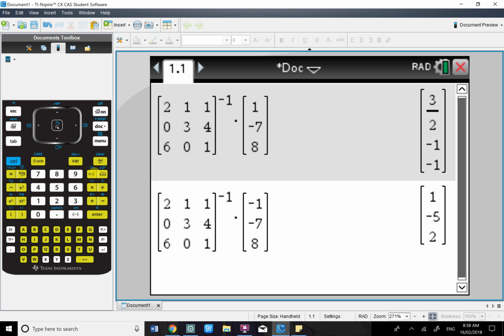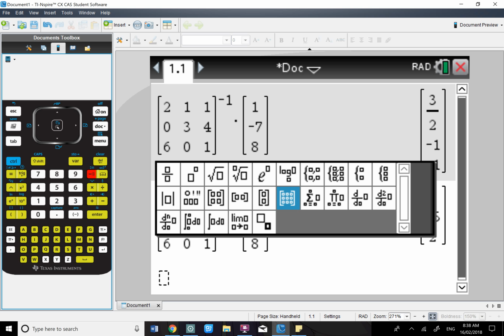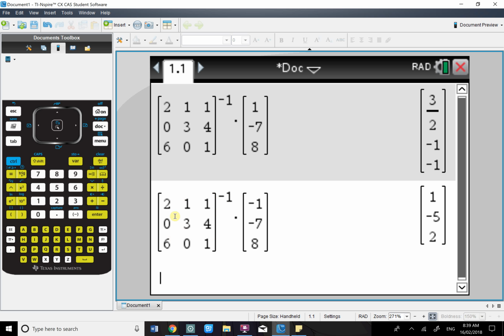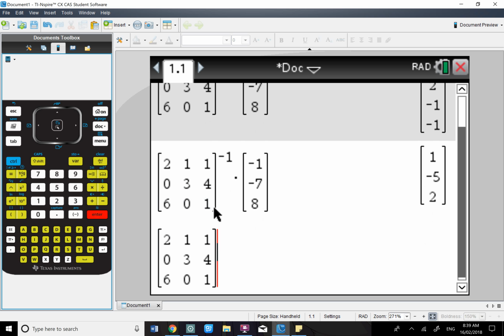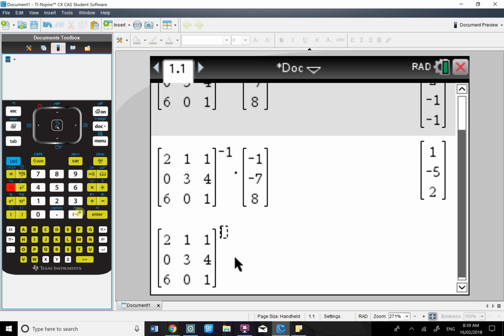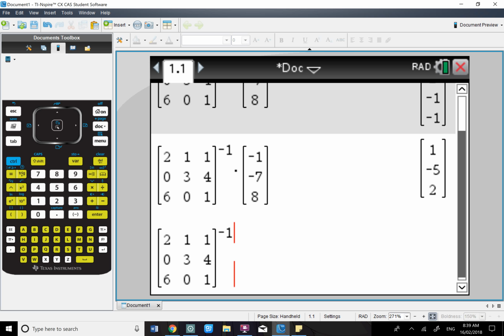You can find the matrix button on the right hand side of 9. Click on that, and in the middle part there's a 3 times 3 matrix. It's not only 3 times 3. When you click in it, you can change the number of rows and columns. I need a 3 times 3, so I click OK. After I type that in, I press the power button and put -1, which just means inverse.